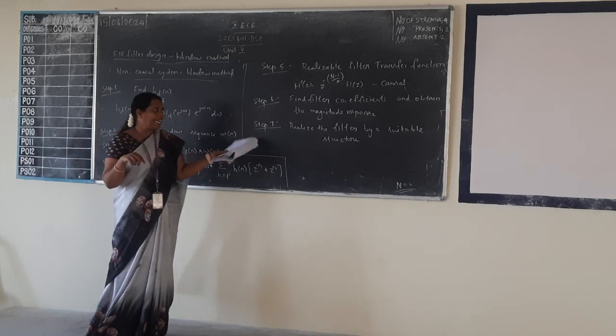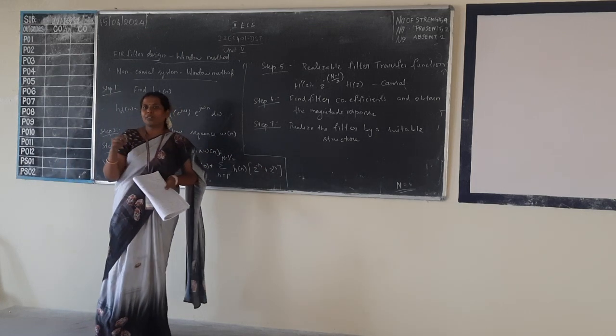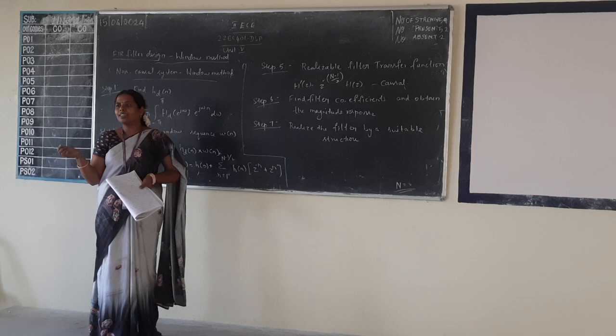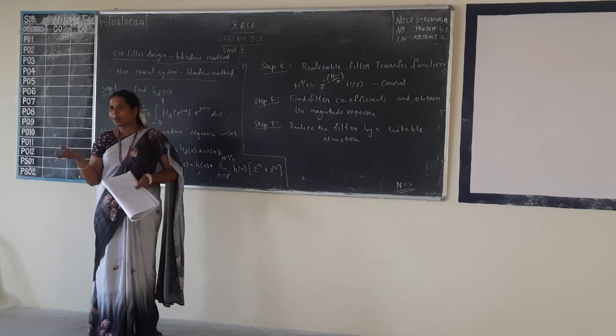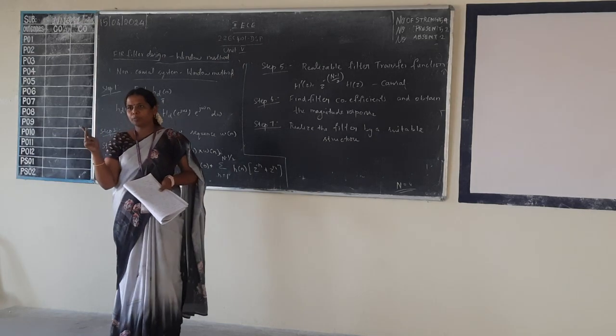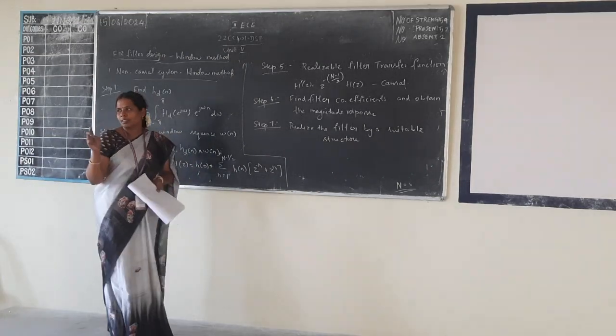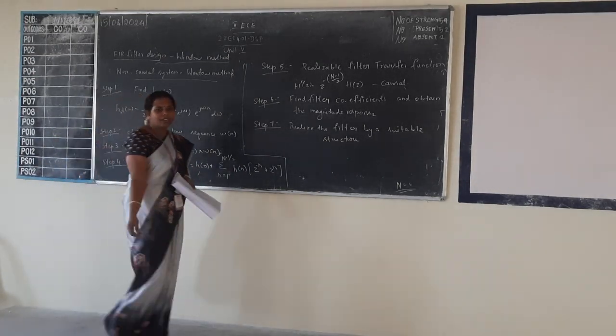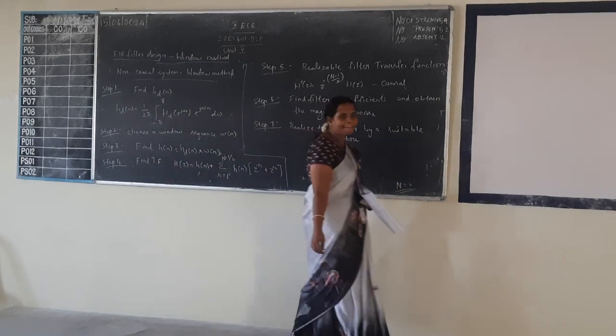And step 7, realize the filter by a suitable structure. So far we have seen this for ideal filters. Likewise, we are going to realize this one also. Here we are using only two forms, direct form 1 and direct form 2. So these are the steps for doing the problem.